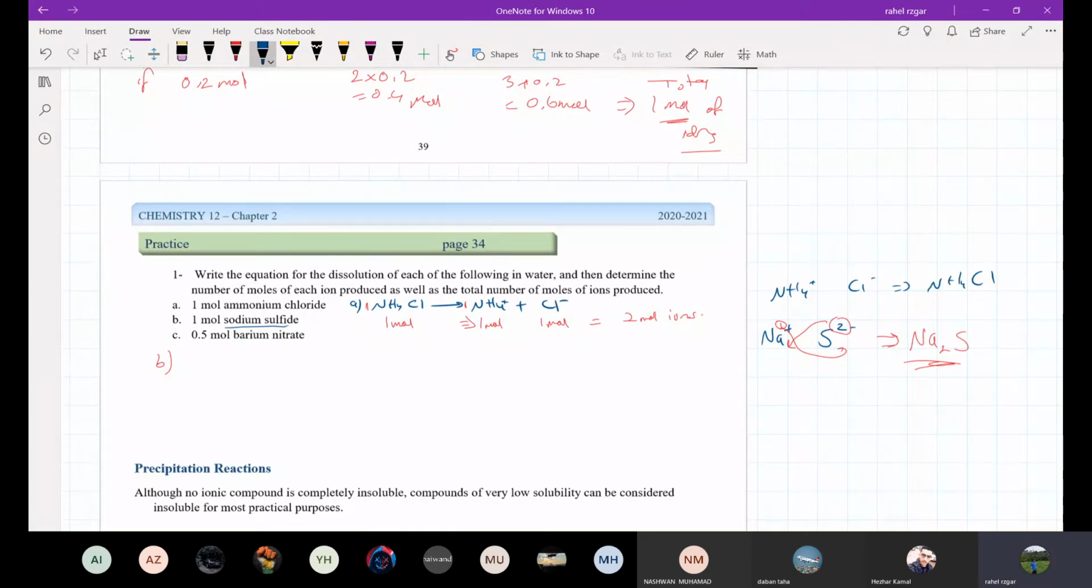Then Na2 sulfide, or Na2S, when it dissolves in water, becomes how many Na? 2 Nas with only 1 sulfide. Again, what is the mole? Here is 1 mole. So this must be 2 moles. This is also 1 mole. And together they form 3 moles of ions in total.